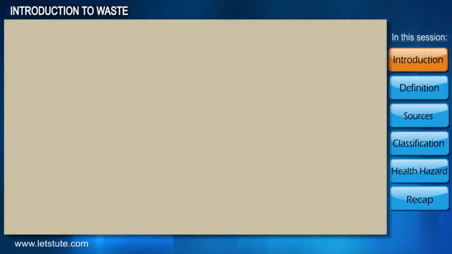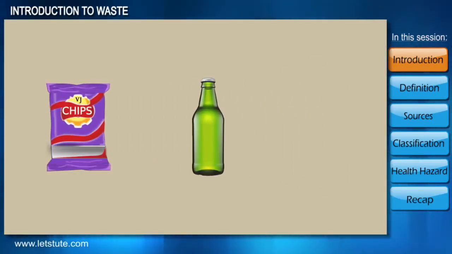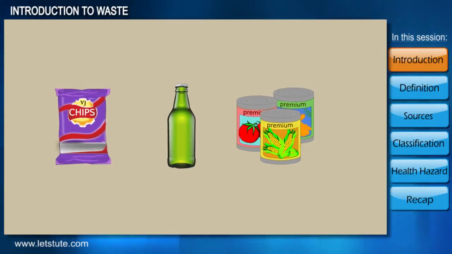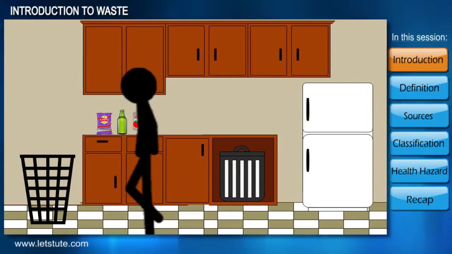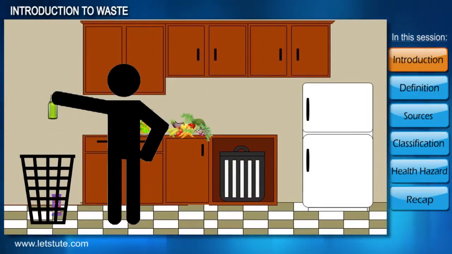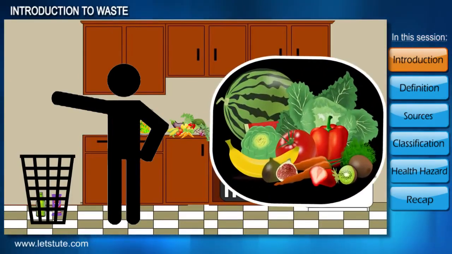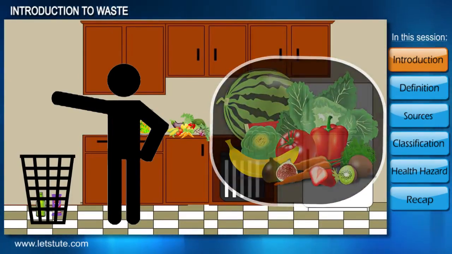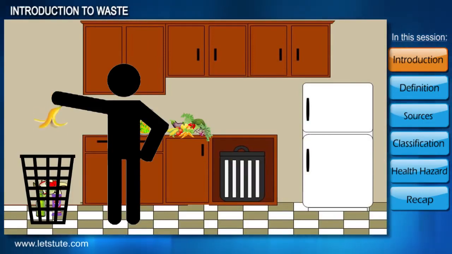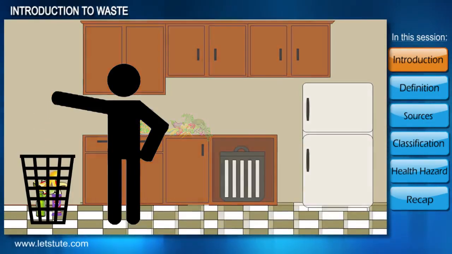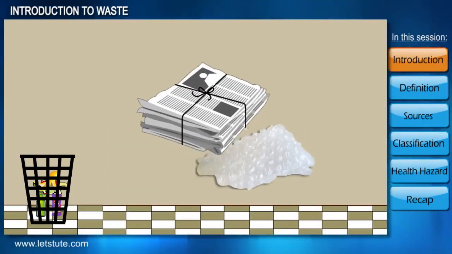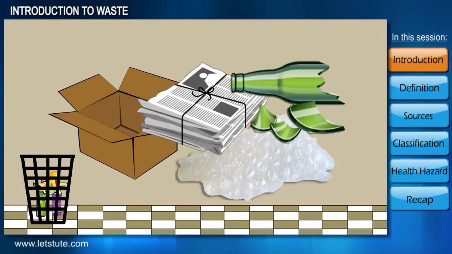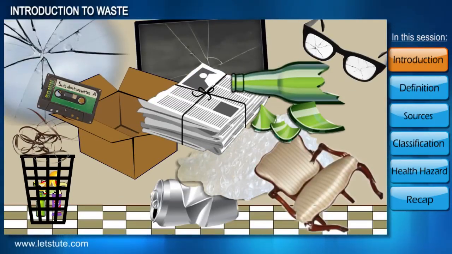We often buy packet foods, bottled drinks, canned food, etc. But what exactly do we do after having it? We throw away the wrapper or the bottles, right? And what about the leftover food or vegetables from the kitchen? Yes, even that goes into our dustbin. We discard a lot of things like old newspaper, plastic and cardboard wrappings, broken objects, and the list just continues.